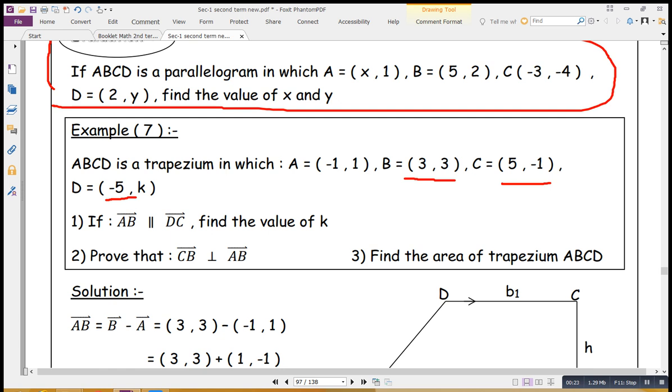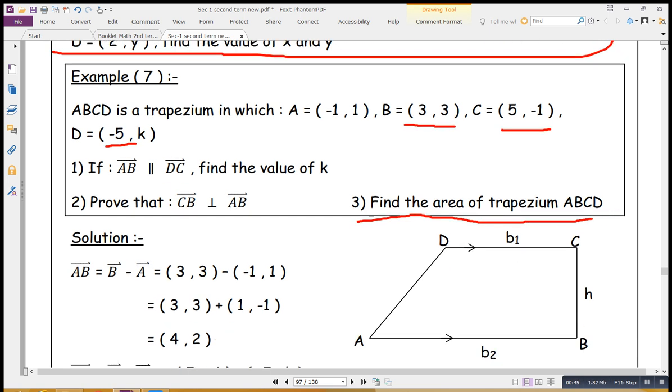This is the first part of our question. The second part is to prove that CB is perpendicular to AB. And number 3 is to find the area of the trapezium ABCD. So let's start with required number 1. If AB is parallel to BC, find the value of K.